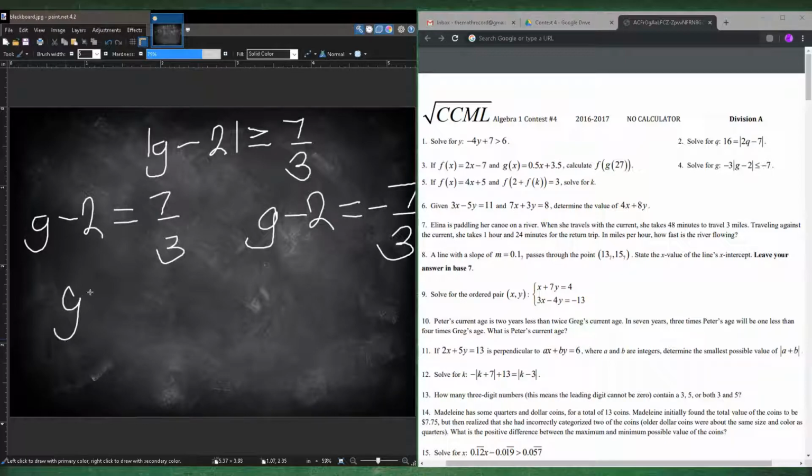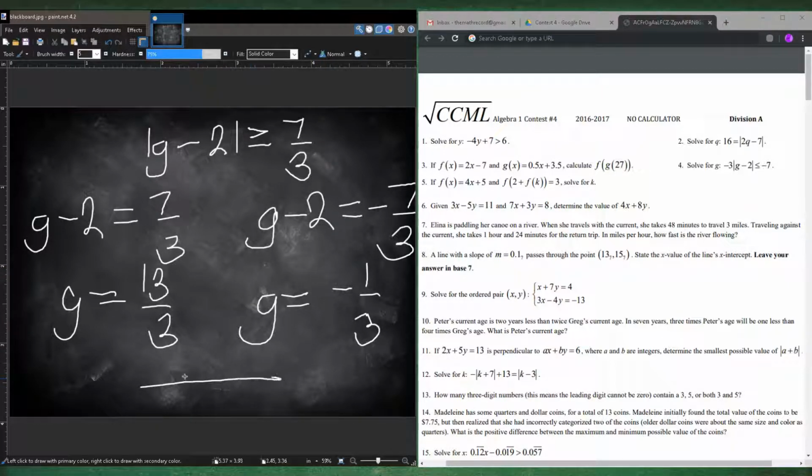So then you have g is equal to, that's 6, so that's 13 over 3. And then g over here, plus 2, that's 6, so that's negative 1/3. If you think about a number line, you have negative 1/3, then you have 13 over 3, and you have a 0 right here.